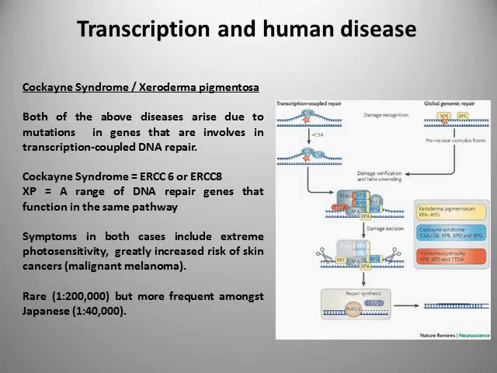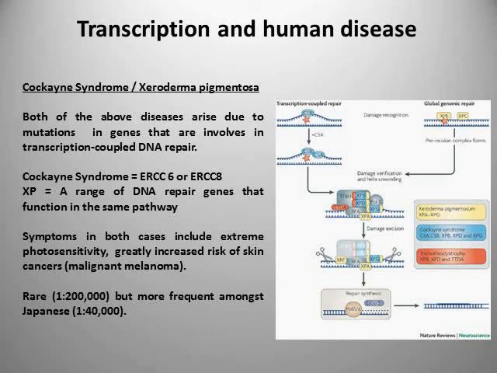These disorders are very rare, about 1 in 200,000, but again, like we saw for Werner's syndrome, there's an increased risk in the Japanese population, where the frequency of these disorders is about 1 in 40,000. So on the right here, this figure is showing how these things arise.